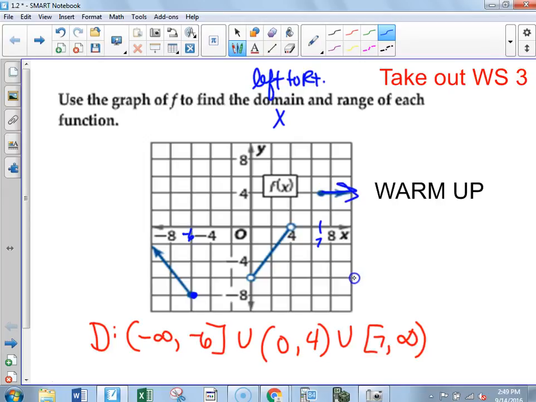Any questions? Okay, we're going to go over more of these today. This was just a quick preview. Anybody want to try the range? The range is very tricky on this one. The range is read from where to where, guys? Bottom to top.